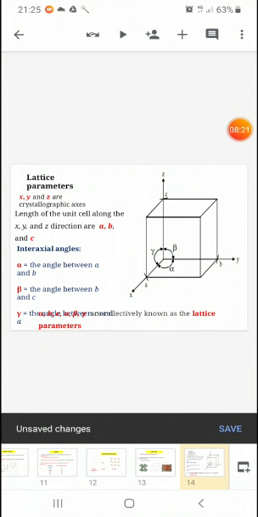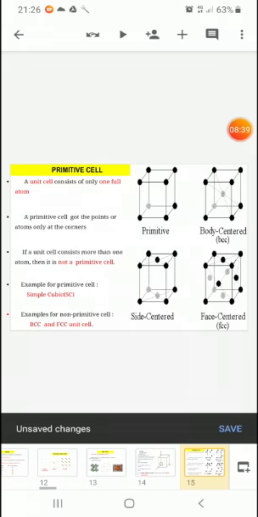After that, the important cell is the primitive cell. Here we have to see figure 1, that is the primitive cell, figure 2, the body centered cubic structure, figure 3, the side centered cubic structure, and figure 4, the face centered cubic structure.